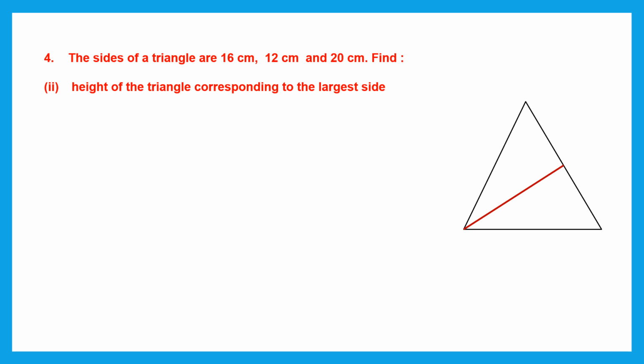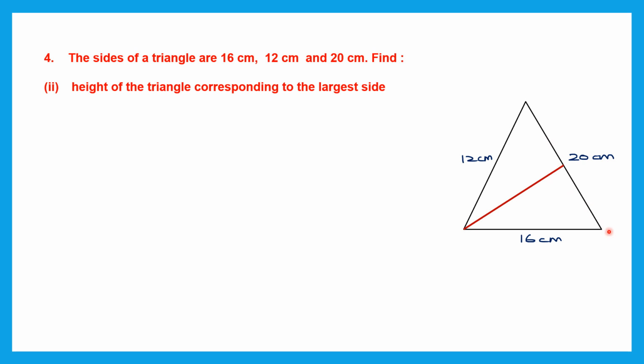Now the sides of the triangle are given. Now we have to find in question 2 the height of the triangle corresponding to the largest side. So what we'll do is we'll take this as the largest side and the largest measurement is 20 centimeters. So let's keep all the other measurements as it is, 16 centimeters and 12 centimeters. So I hope you have understood. Sides of a triangle are already given to us. Now we have to find the height corresponding to the largest side.